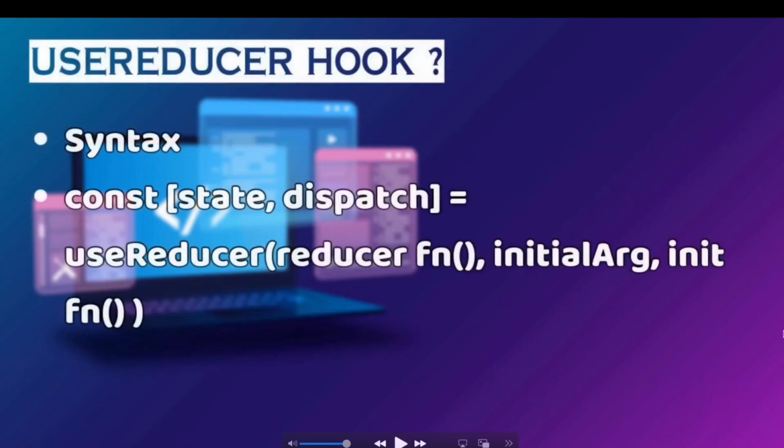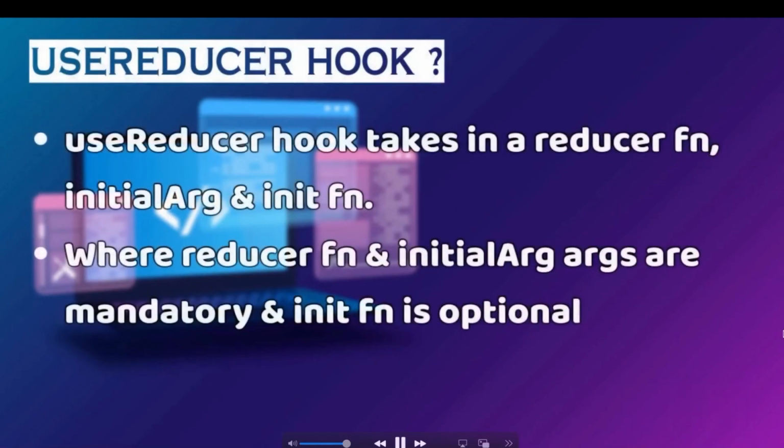Let us see the syntax of the useReducer hook. The useReducer hook takes in three arguments. One is the reducer function, the next one is the initial argument, and the last one is the init function. And it returns the state and dispatch function as an array. The reducer function and initial argument are the mandatory arguments, and the init function is optional.